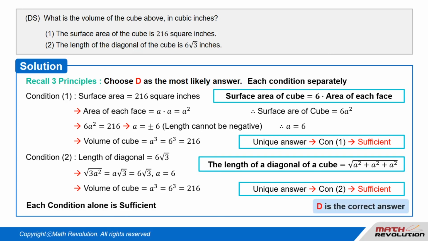Each condition alone is sufficient. The answer is obviously D if there is one variable given in the original condition. So D is the correct answer. Answer D.